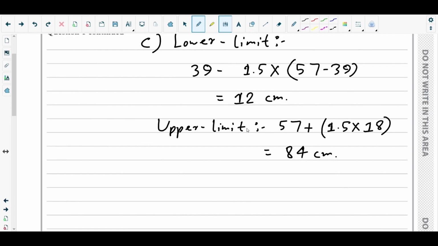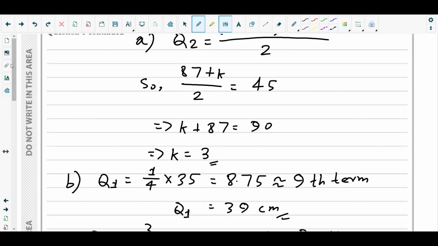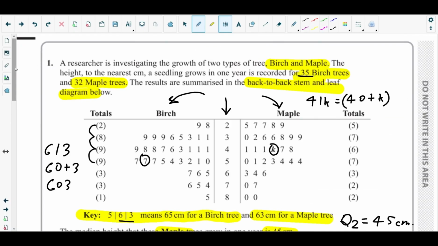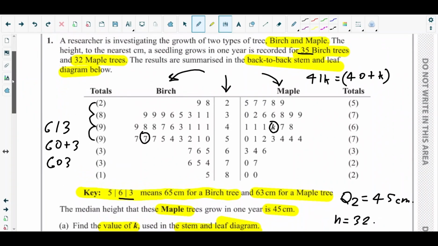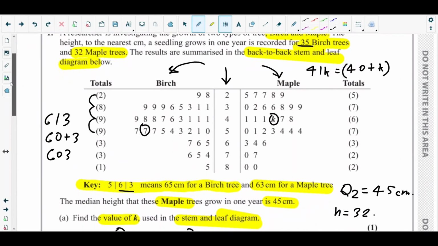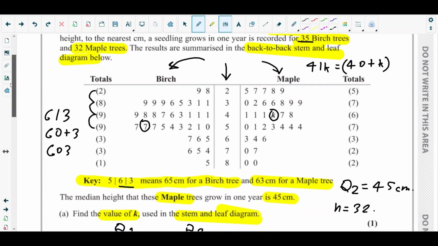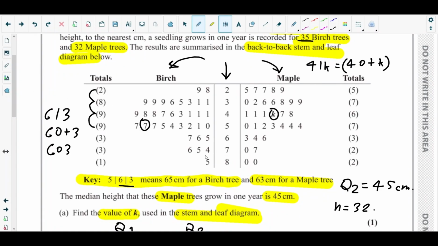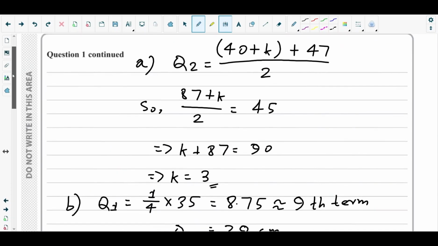Fine. Now an outlier would be if the data value is less than 12 or greater than 84. Okay, let's look for any data that is less than 12 or greater than 84. There lies, look, 8 | 5, right? Which is greater than 84. Okay, so what can we write?